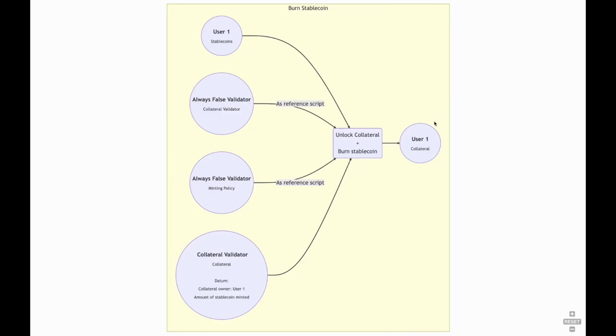And actually the oracle is not needed in this transaction, because we wrote into the collateral datum how many coins were minted against it. So there's nothing we need to look up. And then the two scripts together check that the burnt amount equals exactly the stablecoin amount we had recorded, and that the owner written in the datum has actually signed the transaction. And then the user gets back their 150 ADA, and the 100 stablecoin tokens are burned.